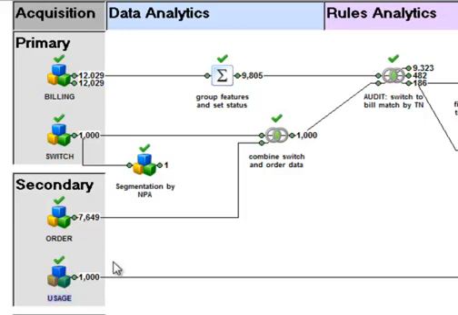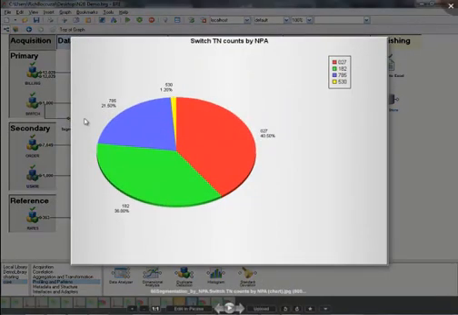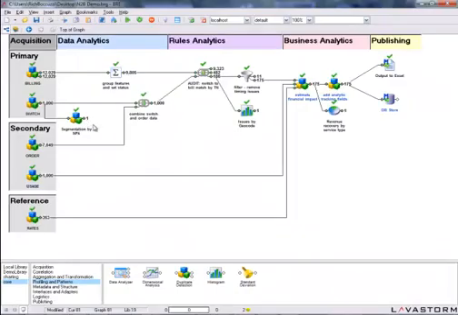After acquiring the source data, the next step in our methodology is to perform some data analytics to ensure the integrity of the source data and to validate any assumptions we have about it. Here, we are examining the switch segmentation so a subject matter expert, or SME, can quickly verify the data looks as he or she expected.